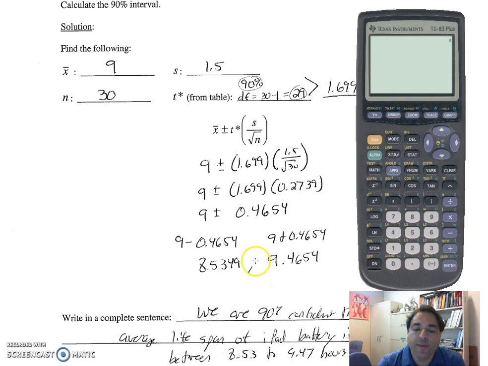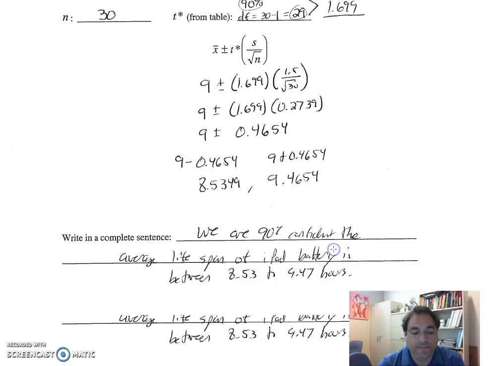And they should be very close. Now remember, they may not be exact because we have to round a little bit with the t star. So they may not be exact, but they will be very close.